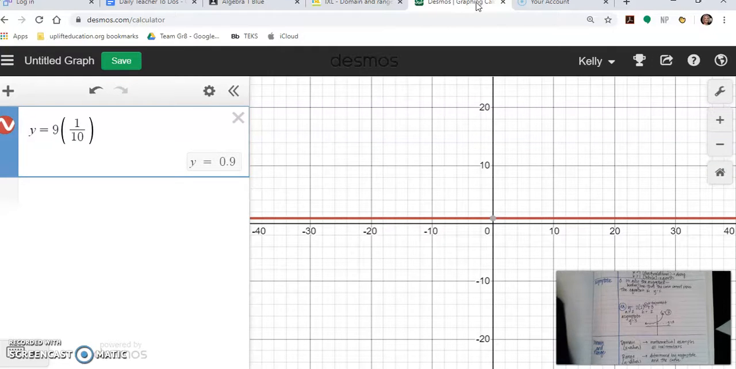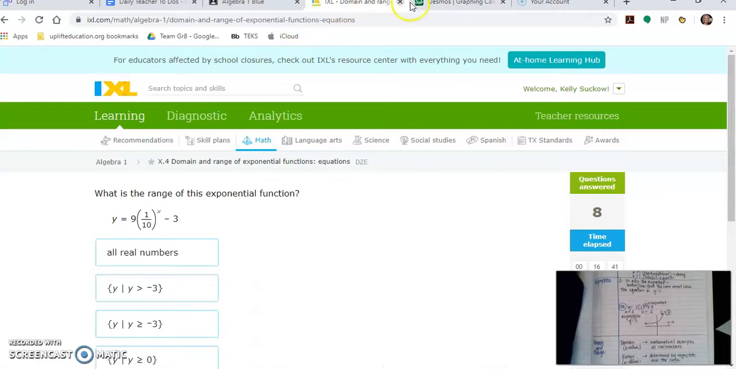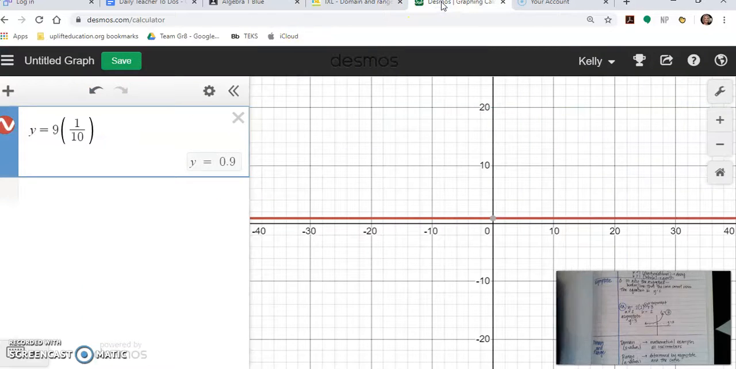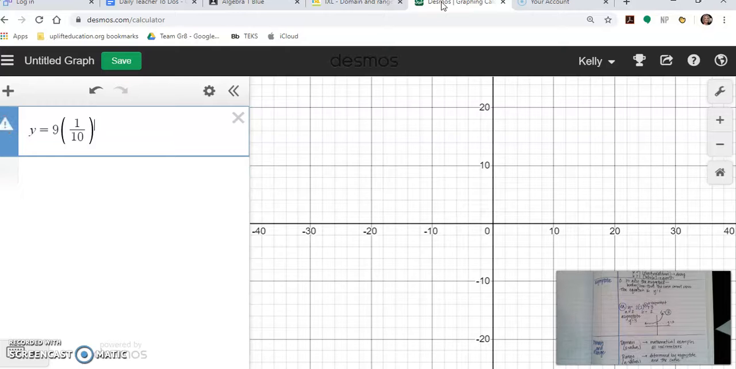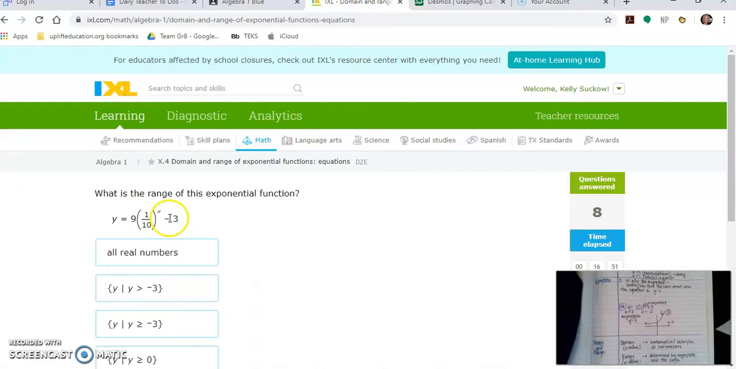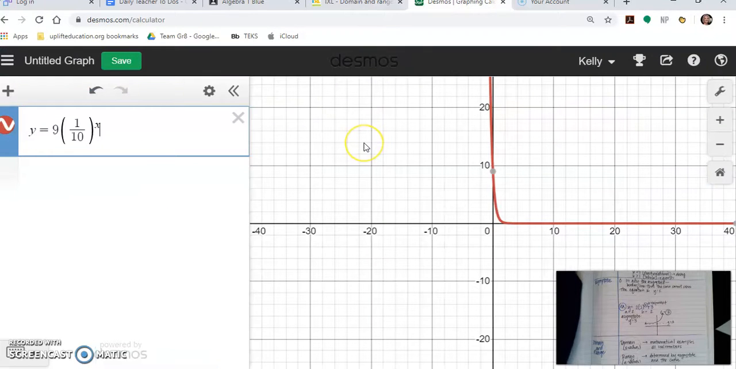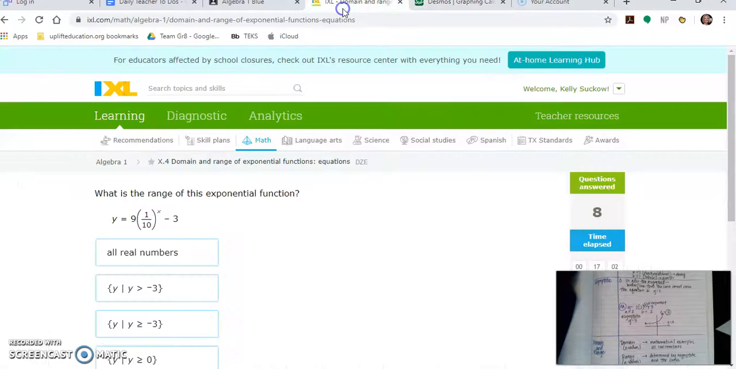To get to normal typing again, you have to push the arrow over to the right. 1/10 to the, so shift and 6 gives you x. And then normal typing again, because if I look at my equation, the -3 is not included in my exponent. So then normal typing, I push the right arrow, -3. And this says to me, what is the range of this exponential function?